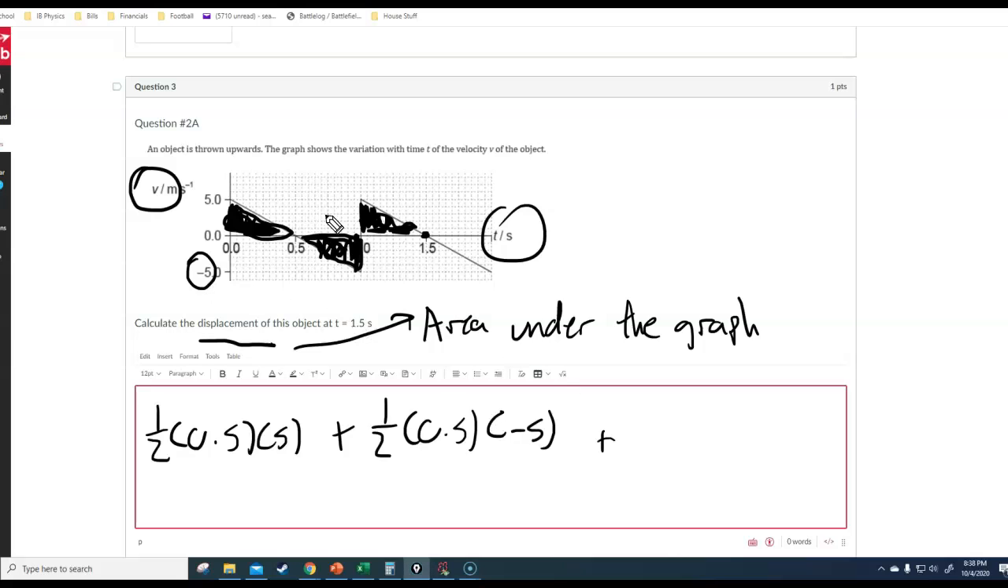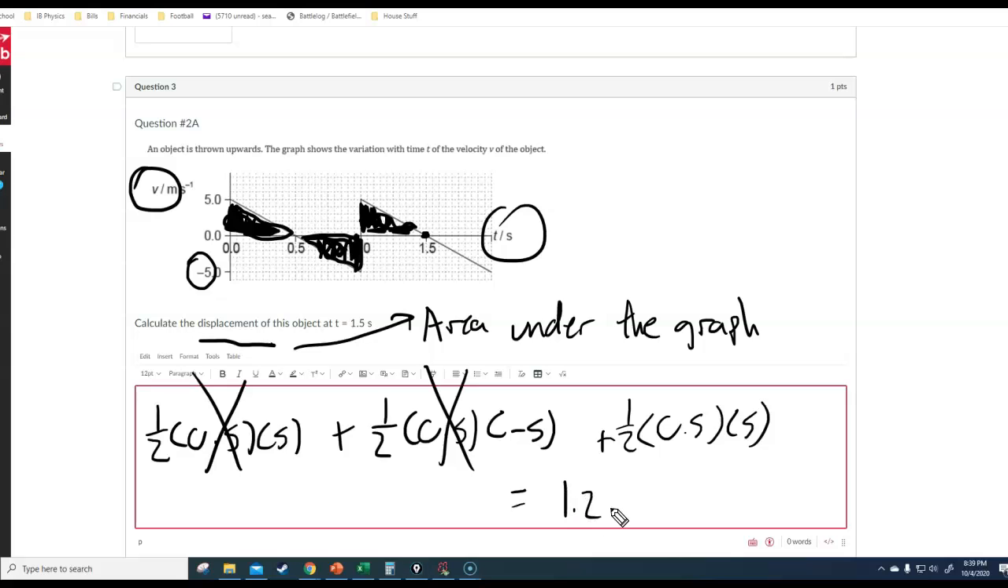Then you have one more triangle that's the same area as the first. That has an area of 1/2 times 0.5 times 5. These two cancel out because they're the same number, just with opposite signs. And so the answer to the question is 1/2 times 0.5 times 5, which should be positive 1.25 meters. Okay, so that is the answer for that question. Okay, pause it there if you need to look at it some more.